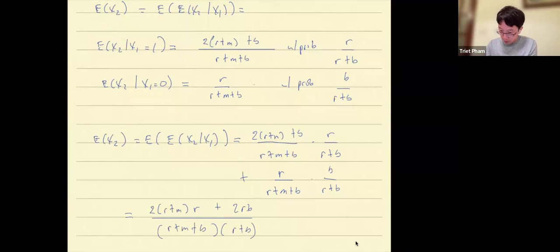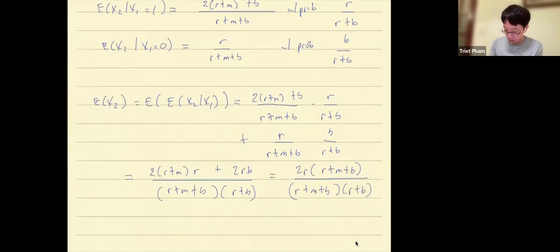So if you factor out 2r, you got, what looks like a scary expression becomes 2r over r plus b. Any questions so far?